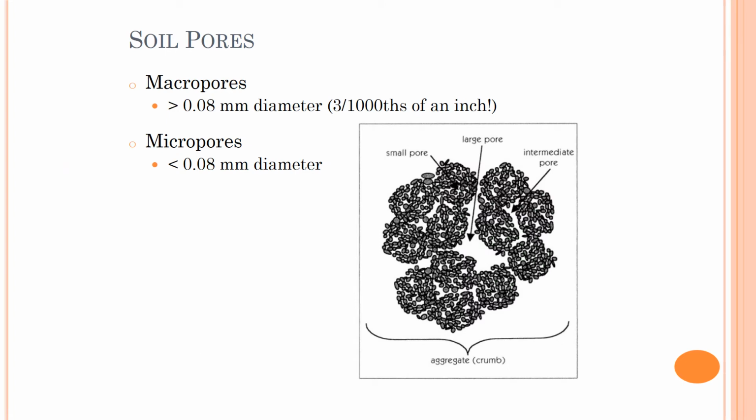Now, we've talked a lot about pore space. Let's actually start defining the individual pores. We have two types of pores in soils, macropores and micropores. Macropores are more than 0.08 millimeters in diameter, whereas micropores are less than 0.08 millimeters in diameter. We tend to see soil aggregate into microaggregates with micropores in them, and in between those microaggregates are where the macropores generally are.